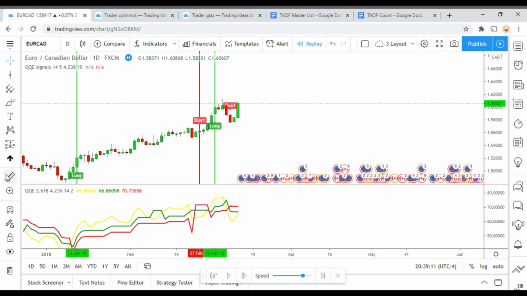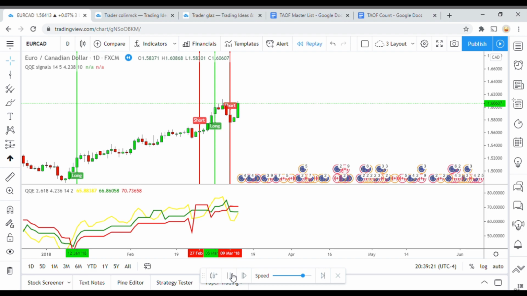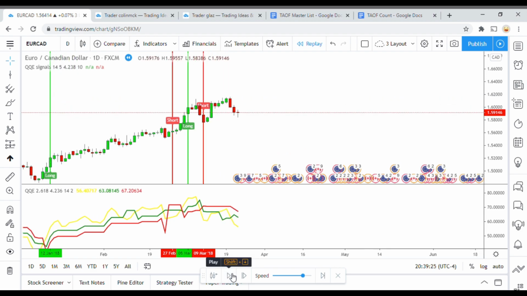There we go. Give us a short signal right here. Then it turned around and just blasted right up and out. So that would have been a losing trade. Alright, continue on here.